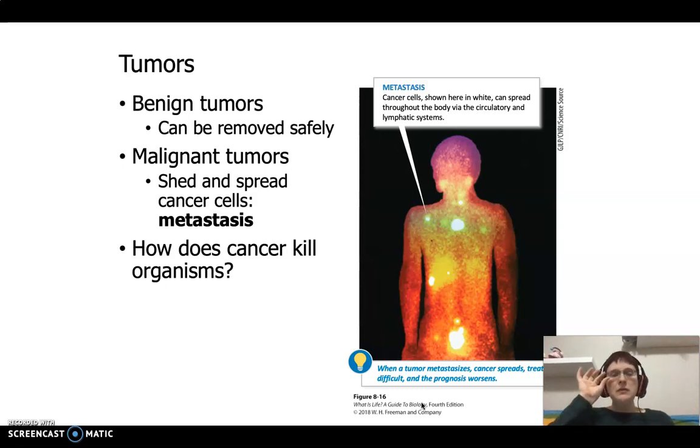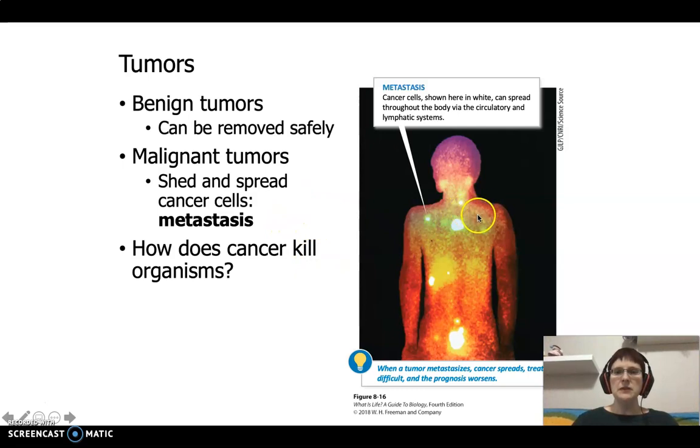And so these are the ones that have that contact inhibition problem. They are dividing indefinitely, but they haven't gotten to the point where they're moving around in the body. Now, malignant tumors, these are the ones that we call cancer. That ability to move around in the body is what we call metastasis. Metastasis is what makes cancer cells a problem.